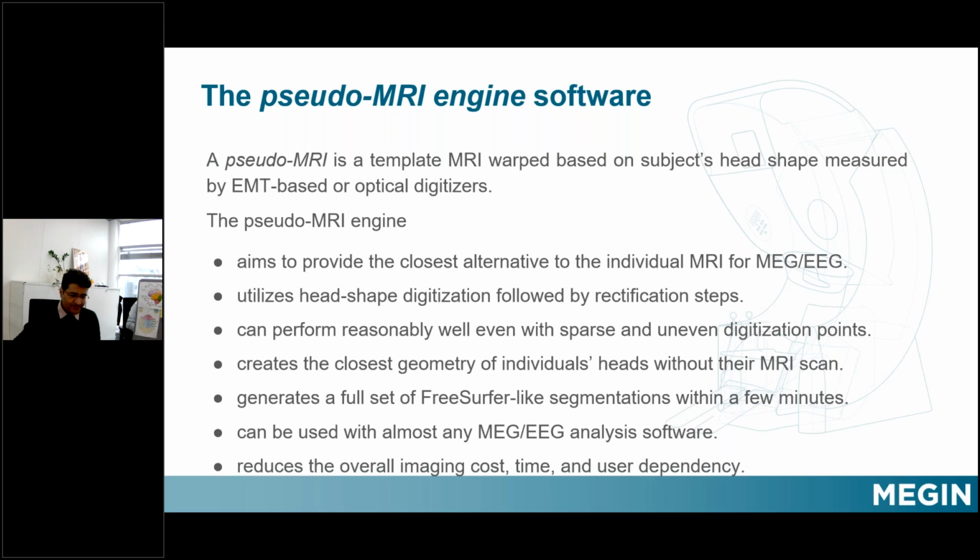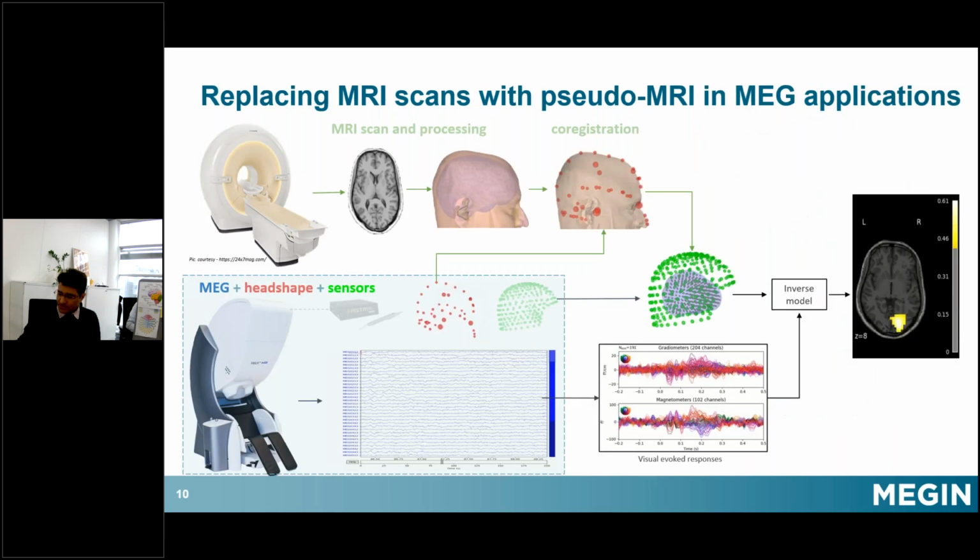It generates the full set of FreeSurfer-like segmentation, so you can use it with any MEG or EEG analysis software, whether it's MNE-Python, FieldTrip, Brainstorm, or elsewhere. It reduces the overall imaging cost, time, and user dependency.